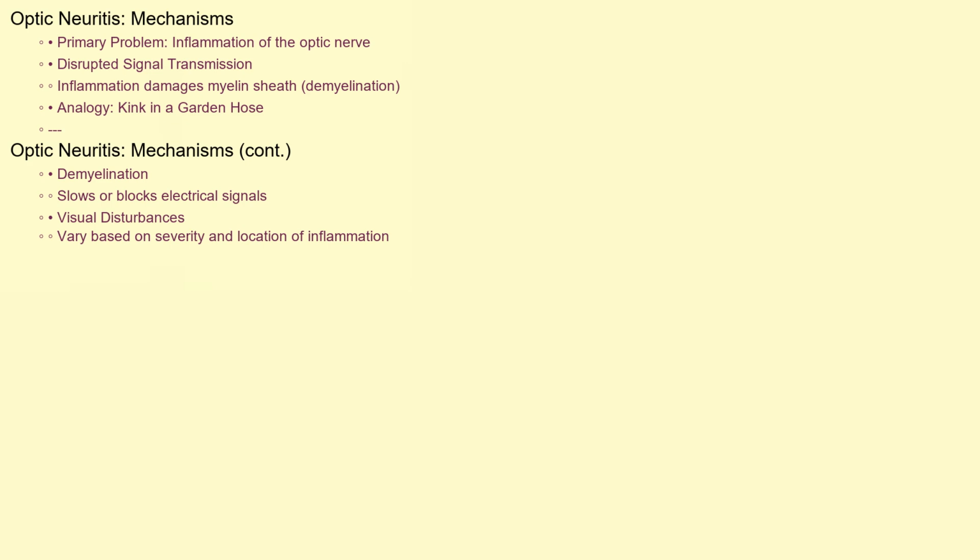Now, let's delve into the intricate mechanisms behind optic neuritis. The primary problem is inflammation of the optic nerve. This inflammation disrupts the normal transmission of electrical signals from the eye to the brain. Remember, the optic nerve is essentially a cable carrying visual information. When inflammation occurs, it damages the myelin sheath. This damage to the myelin, called demyelination, slows down or blocks the signals.